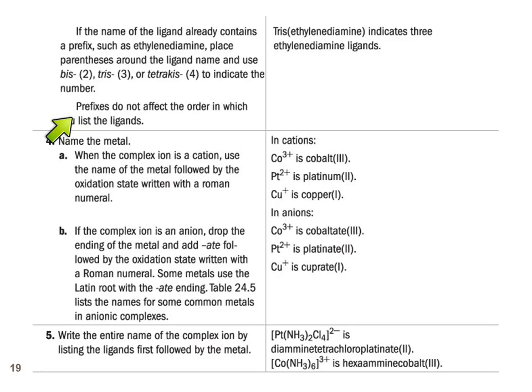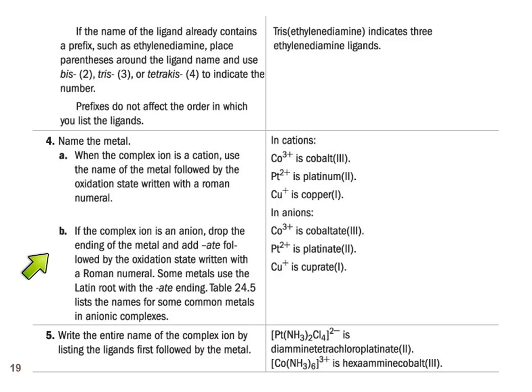The prefixes do not affect the alphabetical order. You don't include the prefixes when you alphabetize those. So you get all the ligands and how many there are, and you put them in alphabetical order, and then you look at the name of the metal. If the complex ion is a cation, use the name of the metal followed by the oxidation state with the Roman numeral. These are, after all, transition metals, and we use Roman numerals with them for the most part. So, Co3+, cobalt(III), etc.